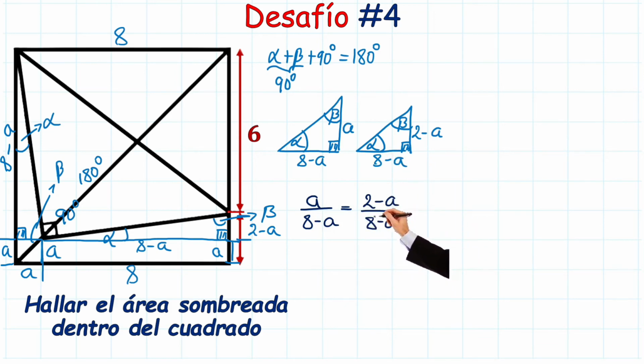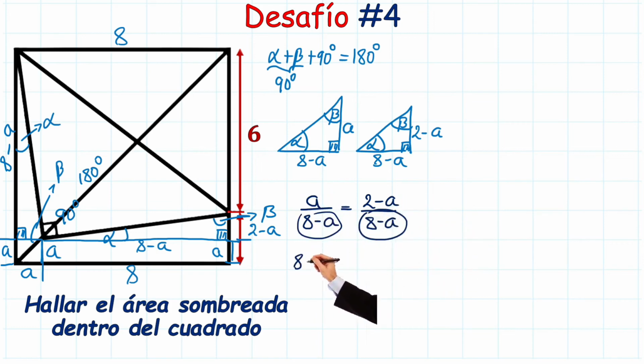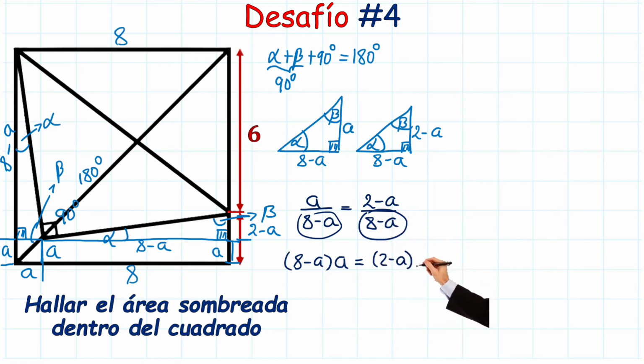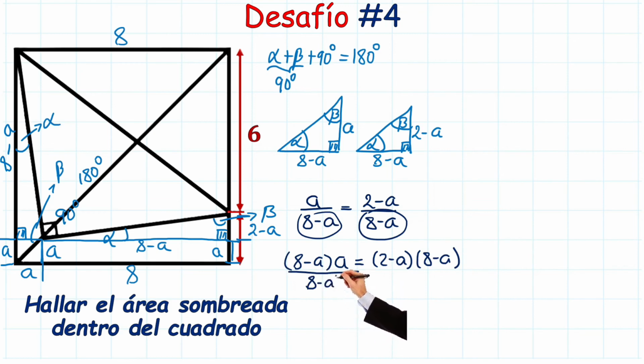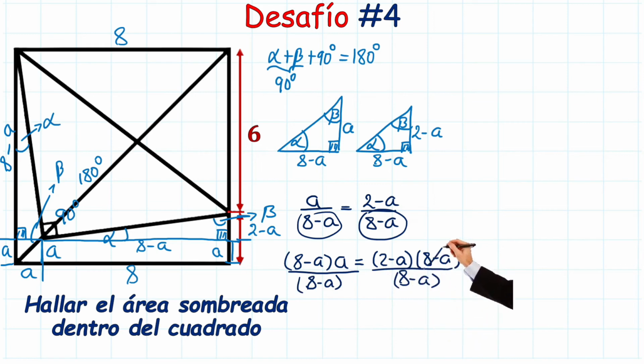So we're going to pass this from here to multiply on the other side, and this from here to multiply on the other side. It remains 8 minus a multiplied by this additive, and that's going to equal 2 minus a times 8 minus a. It's the same if we divide both sides by 8 minus a. Let's do it, 8 minus a on both sides. And so this simplifies, doesn't it? And what have we ended up with?